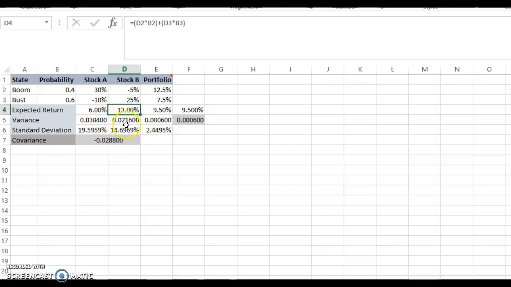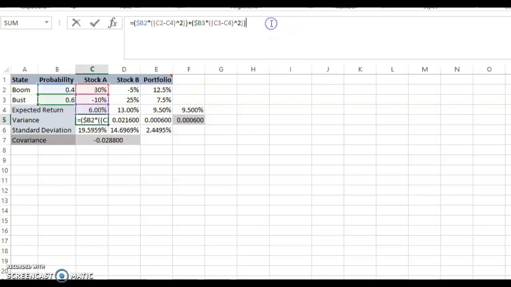How do you compute the variance? Now let's look through. Variance is always the possible return. You start with 30% minus 6%. That's the expected return. This minus this, then you square that. Then you multiply with the probability 0.4. That's the first element. Second element will be negative 10% minus 6%. You square that and you multiply with 0.6. You add the two, you get the variance.